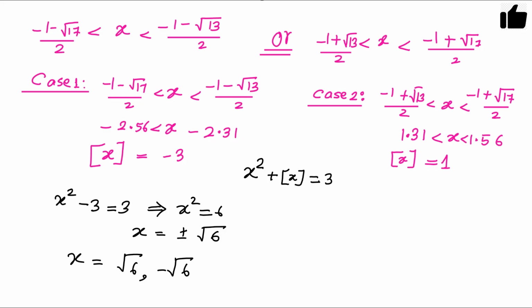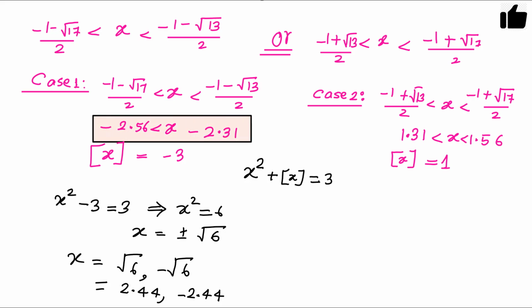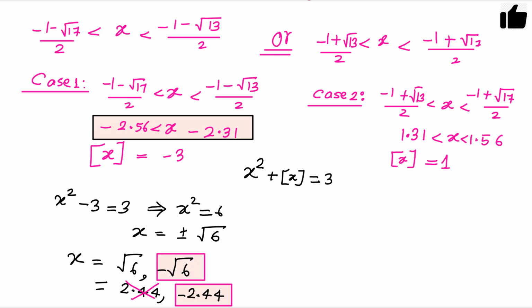Root 6 is approximately 2.44, so this will be 2.44 or minus 2.44. But now see, in this case x should lie between minus 2.56 and minus 2.31, with a negative sign. So the positive answer cannot be accepted. So the only possible solution for this case is minus 2.44, that is minus root 6. So in this case, we will have only one possible solution, that is minus root 6.